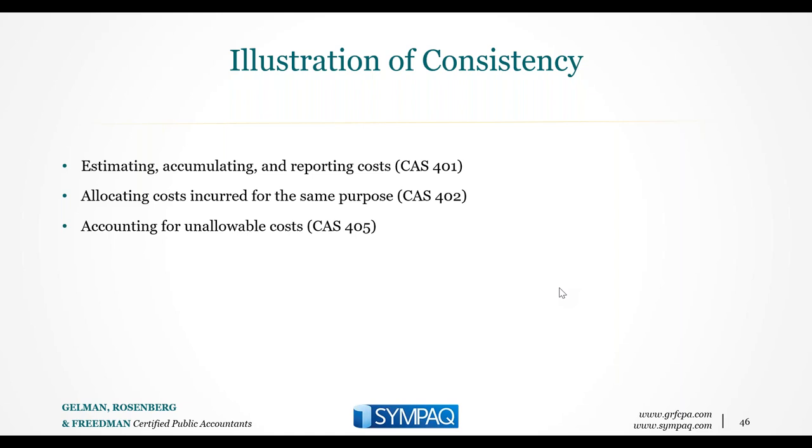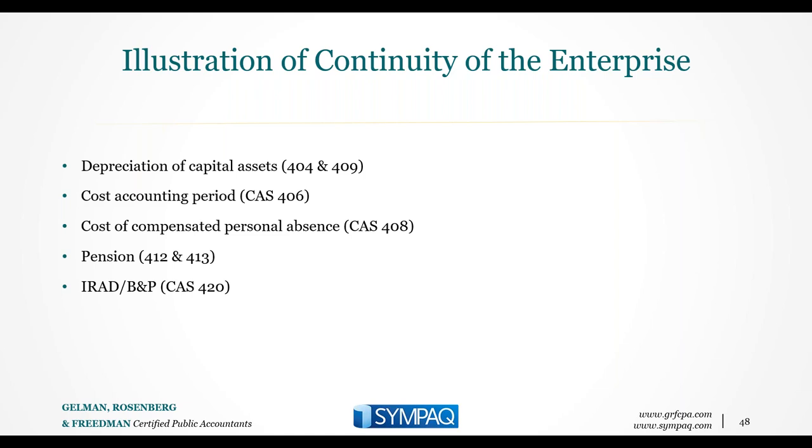Consistency. An illustration of standards that relate to the continuity of the enterprise, depreciation of capital assets, cost accounting period, certain compensation and deferred costs, including pension. So gains and losses on your pension plan assets are going to be amortized over a long period of time. Okay? Homogeneity.